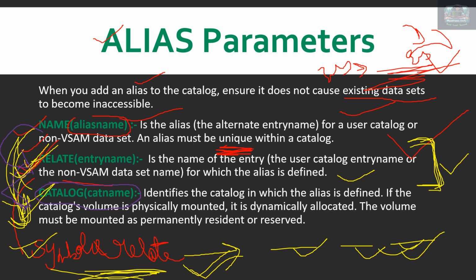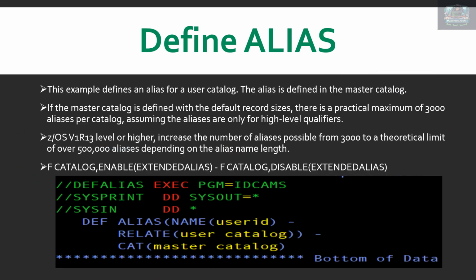The original master catalog is the one you create while the system is created. While the system is started, at IPL, this catalog comes up first. After this, user catalogs will come up, and after user catalogs, aliases will come up. As I told you, when you're defining an alias to a user catalog, not to a non-VSAM dataset, the alias is defined in the master catalog. There are three steps. First, your alias, which you define in a user catalog, where all the user catalogs are defined in a master catalog.